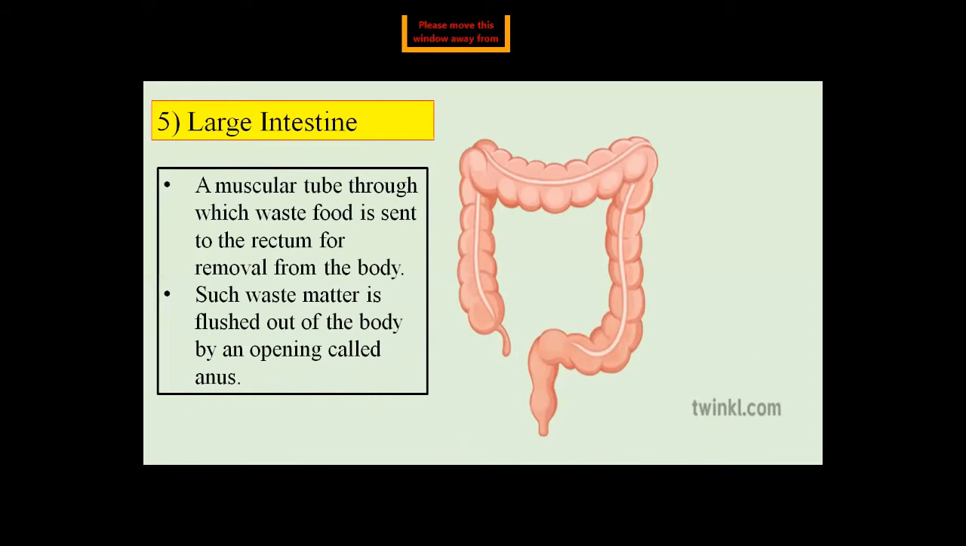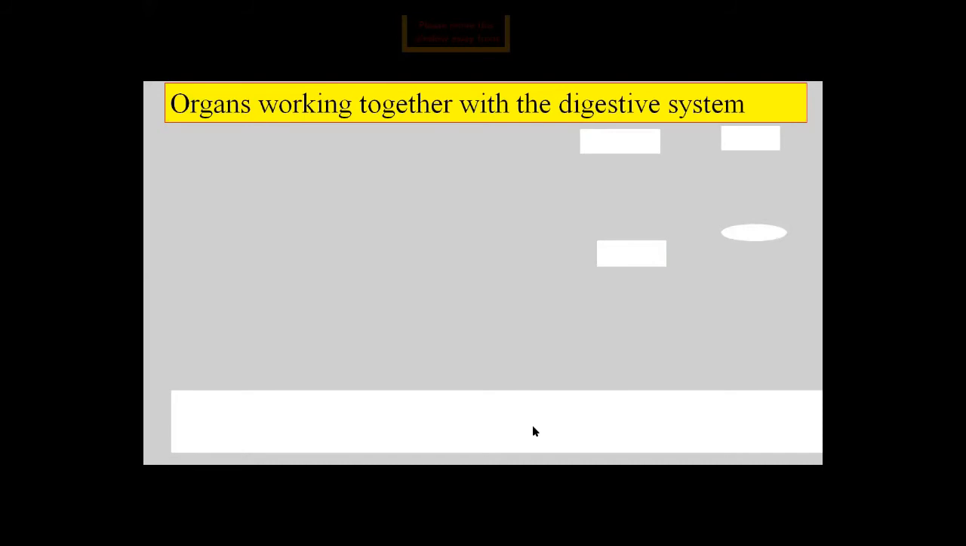In the large intestine, the water is absorbed from the waste and the solid part is sent out of the body through the opening called the anus. These are all the organs that are involved in the digestive system. Now the other organs work together with the digestive system.